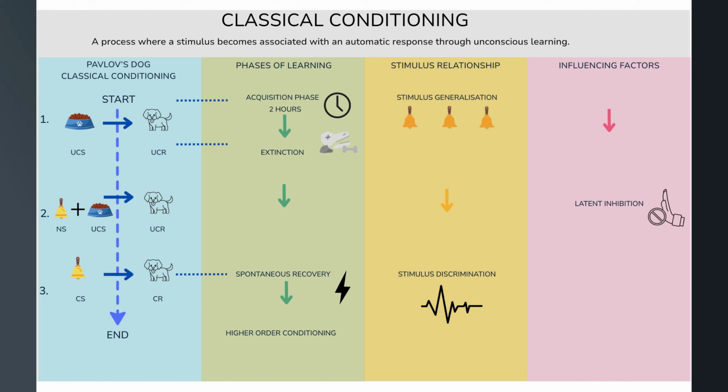Finally, the pink column shows an influencing factor, latent inhibition. This means that if the bell had been heard many times before without food, learning the association later would be slower. To wrap up, this mind map breaks classical conditioning into its core sequence, learning phases, stimulus effects, and what influences the process.